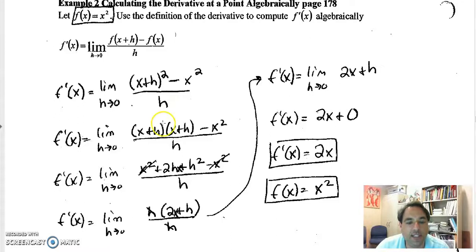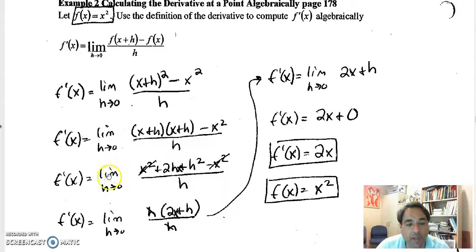And when I start cleaning this up, x plus h times x plus h simplifies to x squared plus 2xh plus h squared minus x squared. We notice it starts simplifying. The x squares cross out. I can factor out an h, and then the h's cross out, because h divided by h is 1.